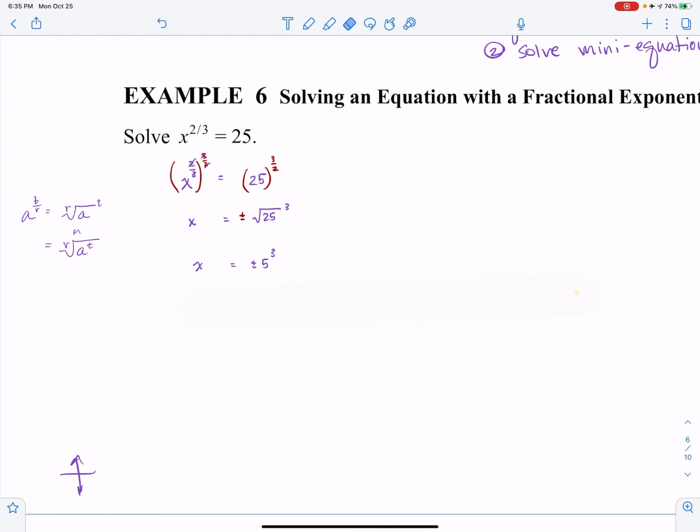And then we're going to cube that number. 5 times 5 times 5 is going to be 125. And again, we will have plus or minus 125. So what you can do is you can take both a positive 125 and a negative 125 and plug that in for your variable up here to see if it really does give you the number 25 out.